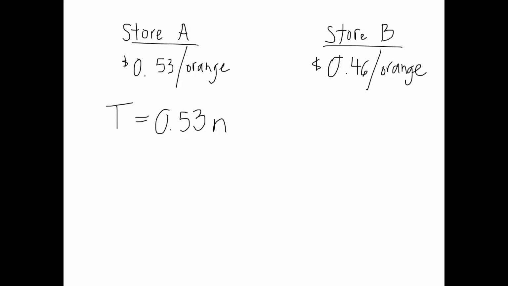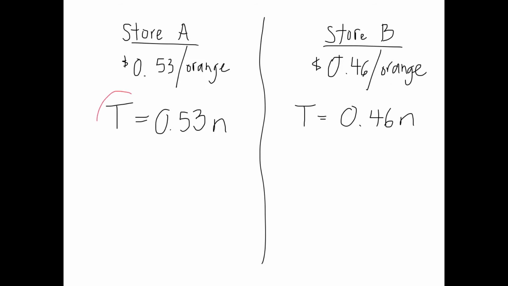Let's write an equation for store B. The total cost is equal to 46 cents for every orange. Does this also represent a direct relationship? How do you know? We need to find the total cost if we purchase 30 oranges, since the question was asking us to find out which store costs less if we buy 30 oranges. So what am I going to do with the number 30? That's right, we're going to replace the n with 30, since n represents the number of oranges.